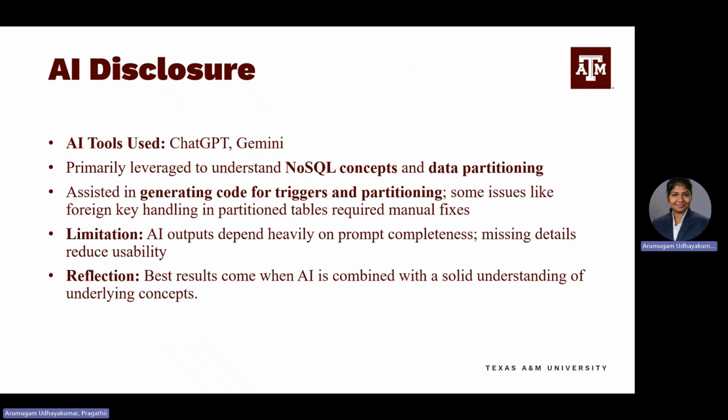A limitation of using AI is that the output depends heavily on the prompt we give. For example, while partitioning, I just gave the input of my database schema, the table schema. But when I ignored the foreign key part, it did not give me correct code which was readily usable. The reflection here is that we can get the best results out of AI when we combine our solid understanding of the underlying concepts with AI, when we know how to leverage AI and how to integrate our knowledge with the AI's output.